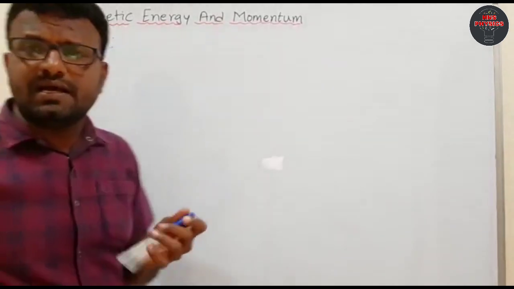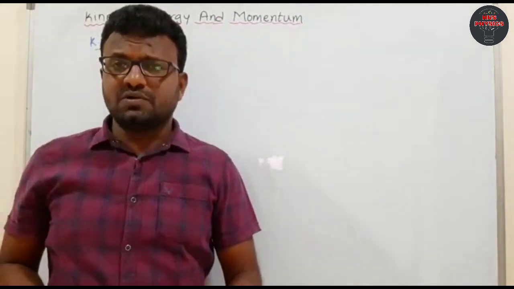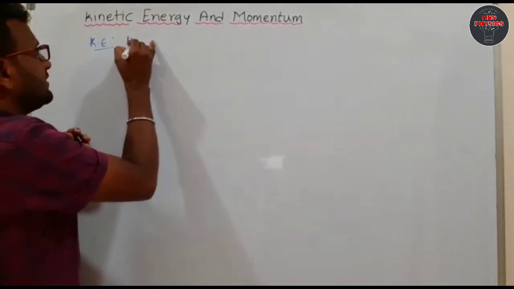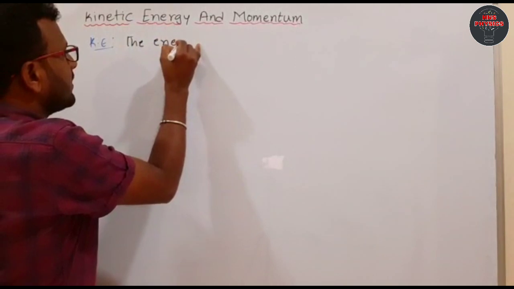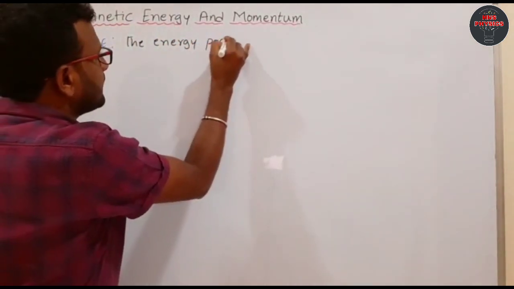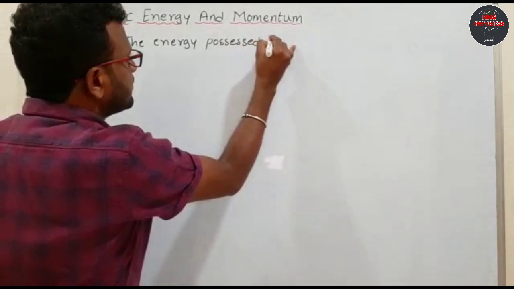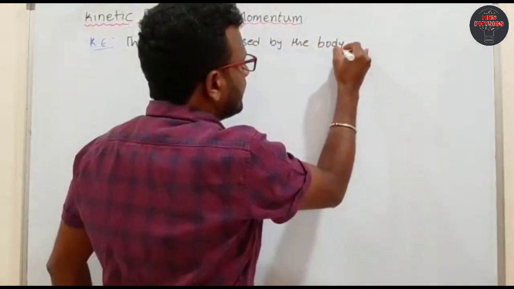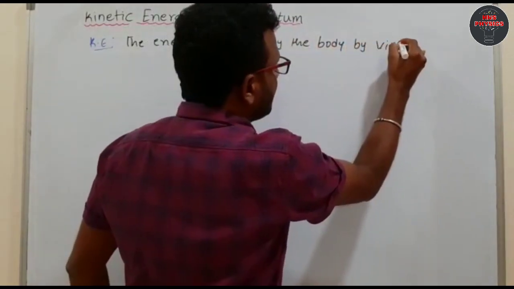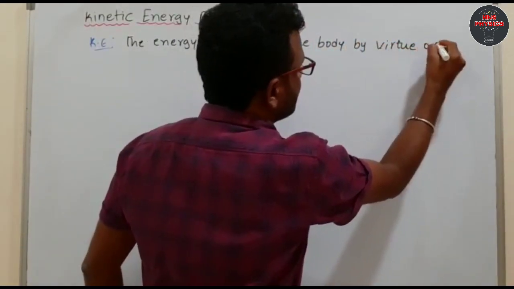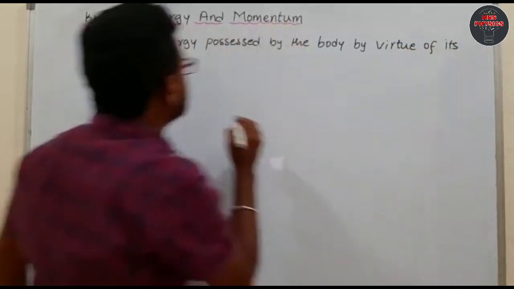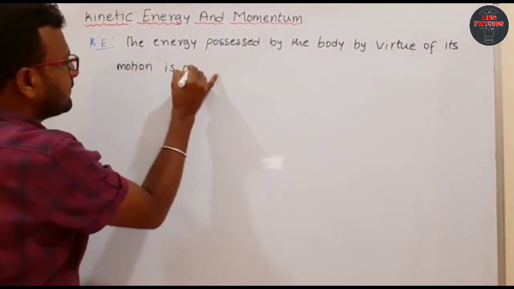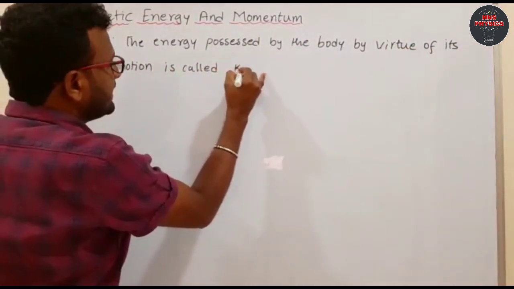the energy possessed by the body by virtue of its motion or velocity is called kinetic energy. See the definition here: the energy possessed by the body by virtue of its motion or velocity is called kinetic energy.